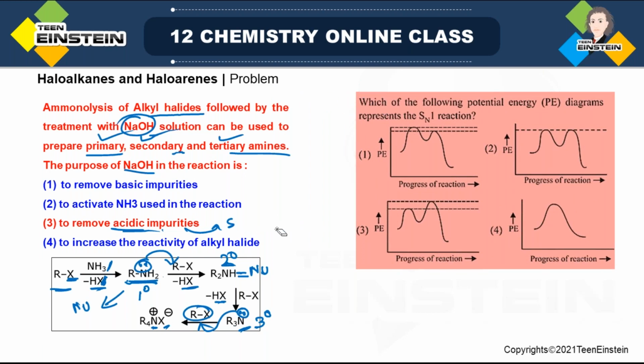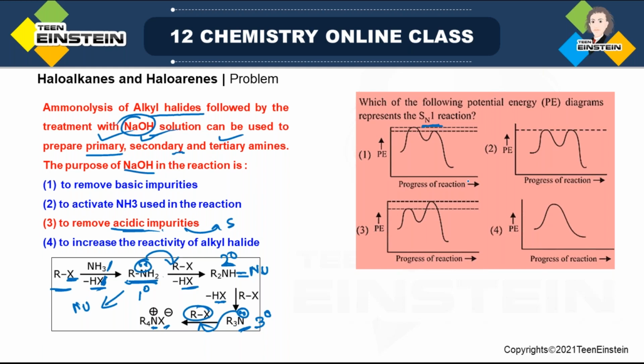Now the next question is related to the energy profile diagram. Remember, we have already seen the energy profile diagram both for SN1 and SN2, but in this question it is asking which of the following potential energy diagrams is representing SN1, okay, not SN2. So 4 different graphs are given in options 1, 2, 3, 4, where on the x-axis you have reaction progress and the y-axis is always energy. In this case it is written potential energy. Fine. So what is the difference in all these diagrams?